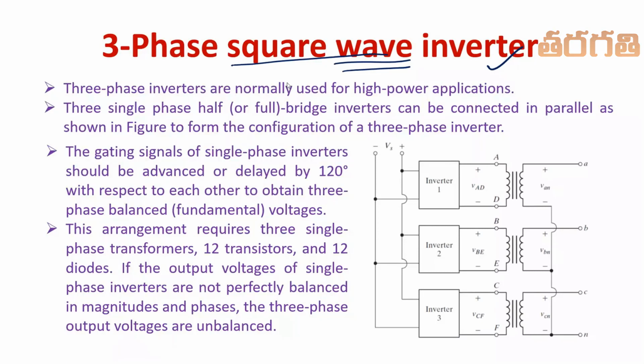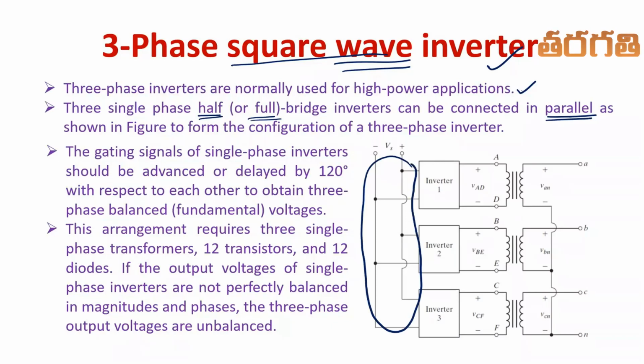Okay. So the three phase inverters are used for high power application. As I told you just now, a three phase system can deliver more power in comparison with a single phase system, isn't it? So three phase inverters are normally used for high power application. Here you can connect either three phase half bridge or full bridge inverters in parallel. This connection, what we call it as a parallel connection.